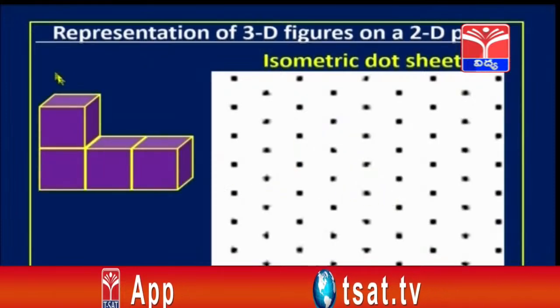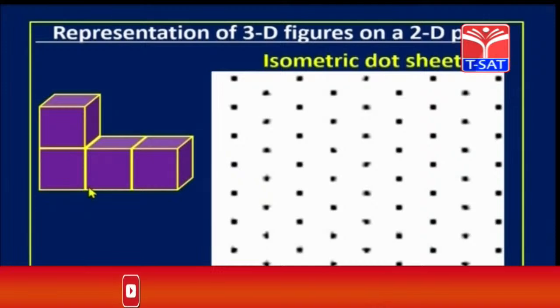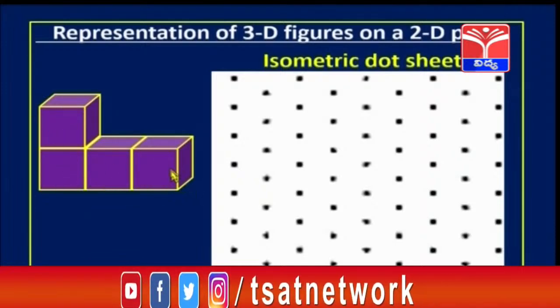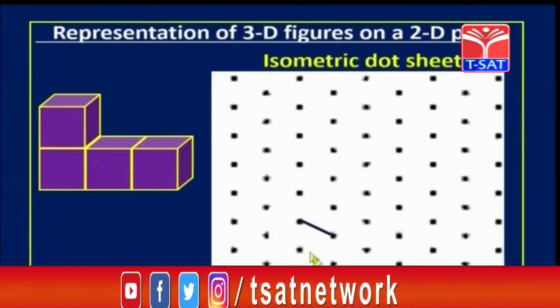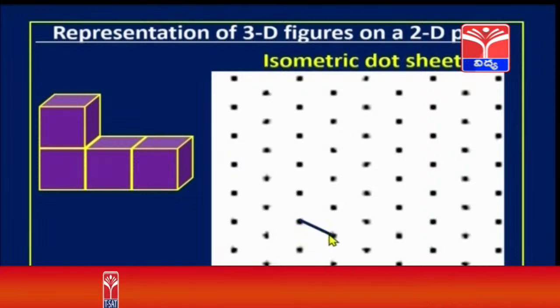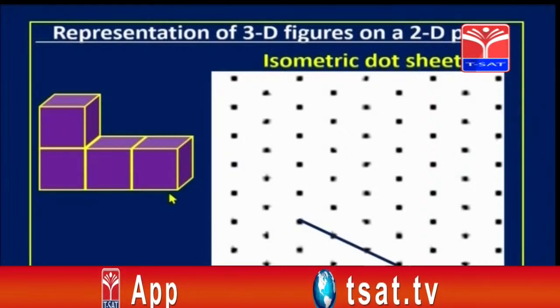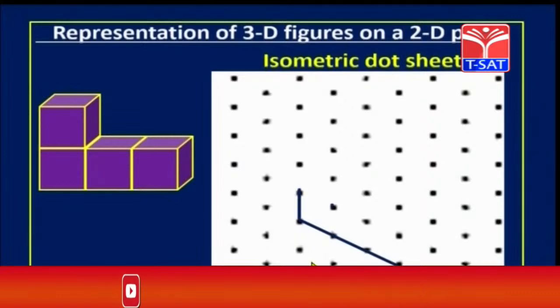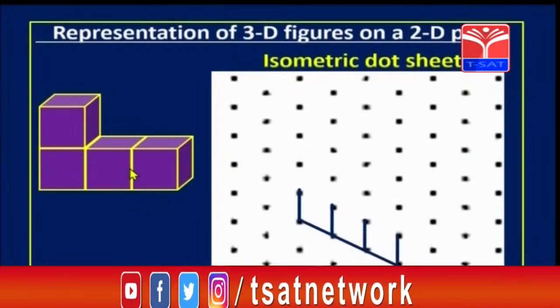Here we have 3 cubes, children. Here 1 unit, 2 units, 3 units. Height is 2 units, children. Here the height is 1 unit. So how to do this? Yes, first I am taking here diagonally 1 line, 2 lines, 3 lines. As it is 3 units, children, I am taking here 3, right? Next I am taking height 1, 1, 1, 1. First I want to draw this, children, so I am taking 4 vertical lines.